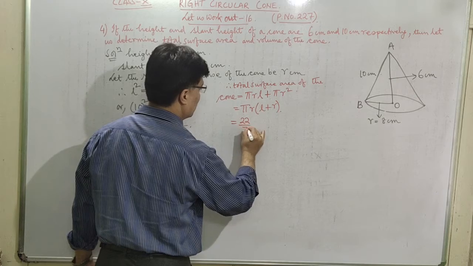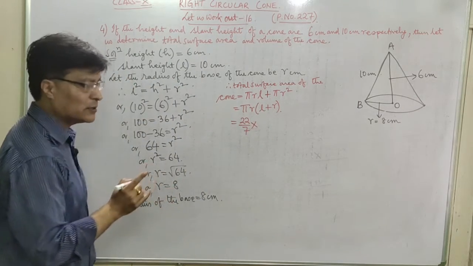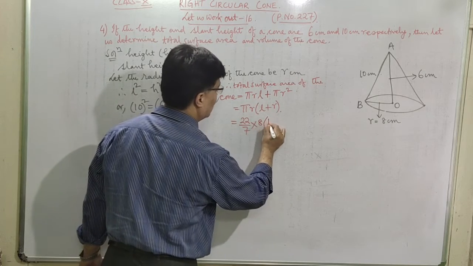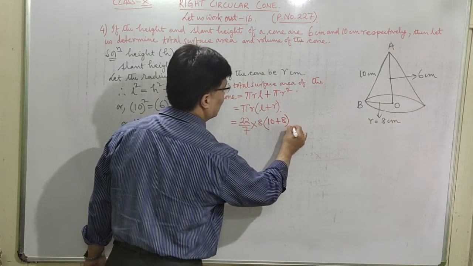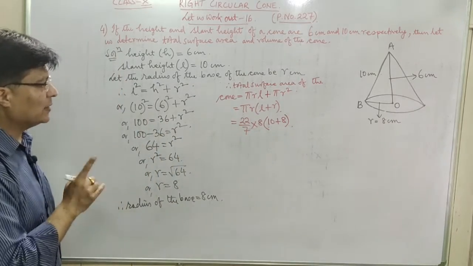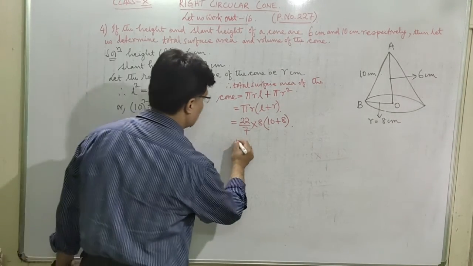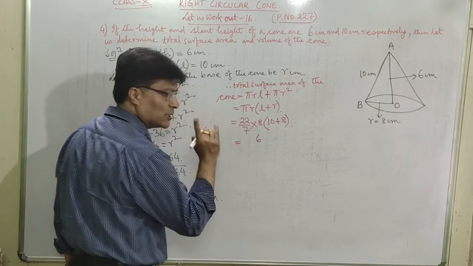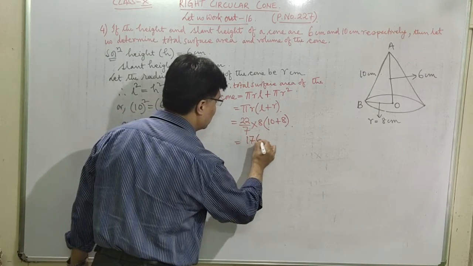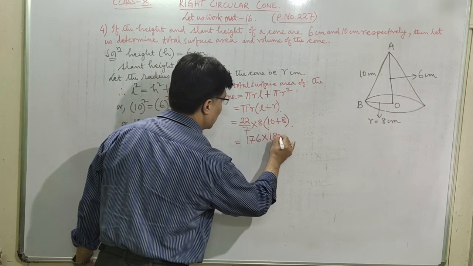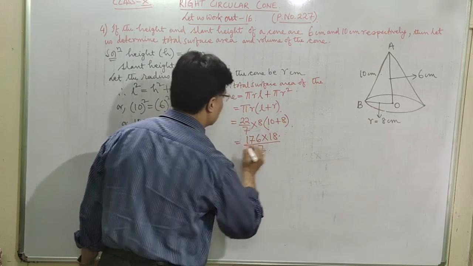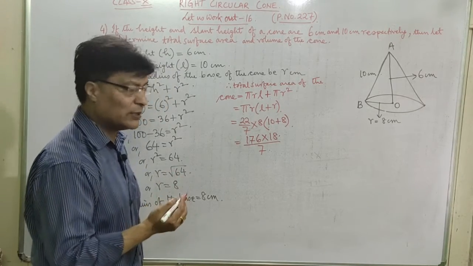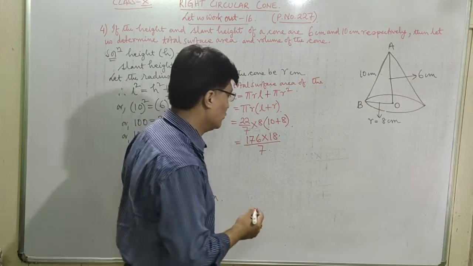Pi means 22 by 7 into what is the radius? Radius is 8 and within bracket what is L? 10 plus what is the radius? 8. L plus r, that is 10 plus 8. So which is equal to, what is 22 multiplied by 8? 8 2s are 16, 6, 1, 8 2s are 16 plus 1 is 17, into 10 plus 8 is 18, whole divided by 7. So I think you have understood it. So let us multiply 176 by 18. Rough work dekhono.